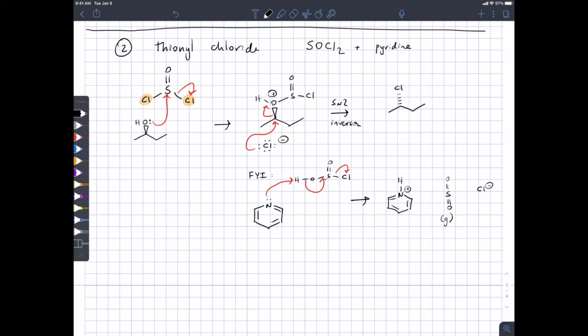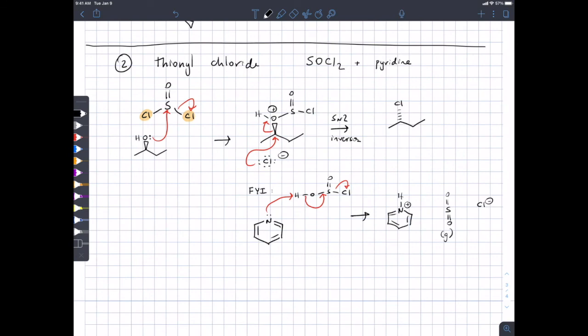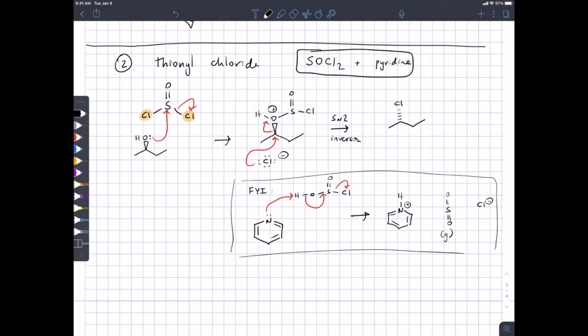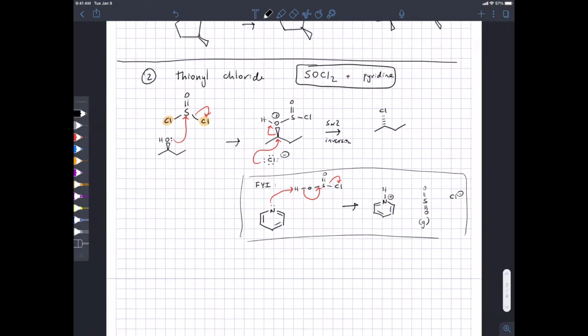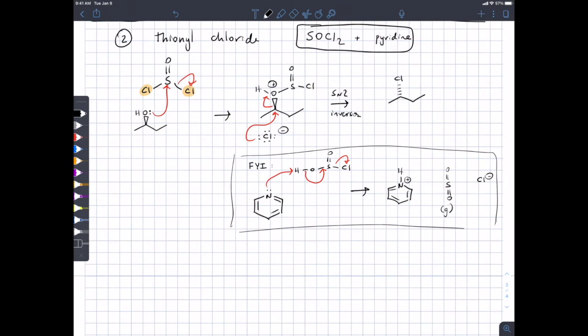You may need to memorize that we use SOCl2 with pyridine, although on an exam, I don't anticipate putting as option A SOCl2 and as option B SOCl2 with pyridine. Even if I did, you could figure it out, but I'm not going to do that. And you don't need to know what I've shown you in this FYI box. But you do need to know the idea that thionyl chloride converts the alcohol into the chloride with inversion of configuration.